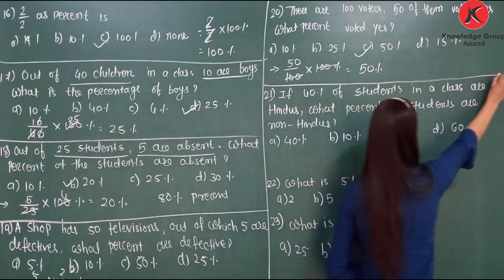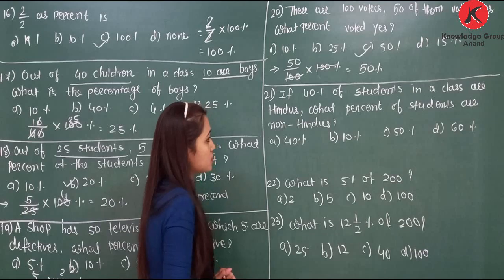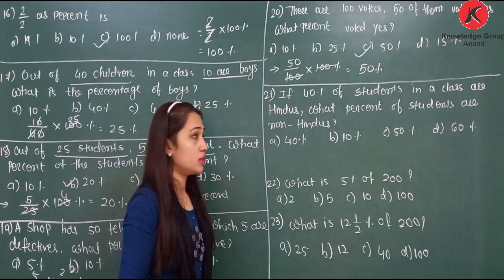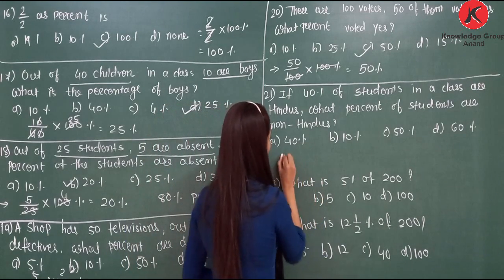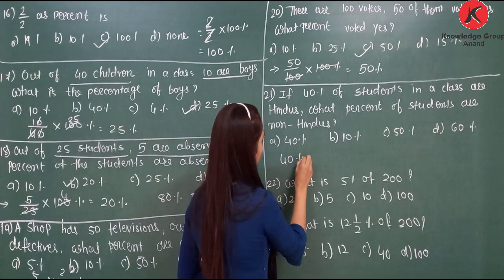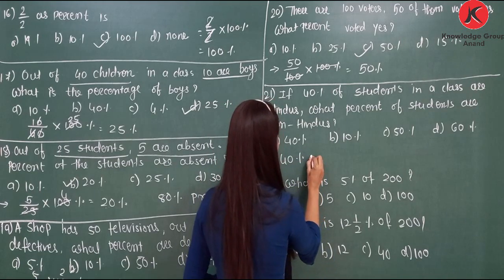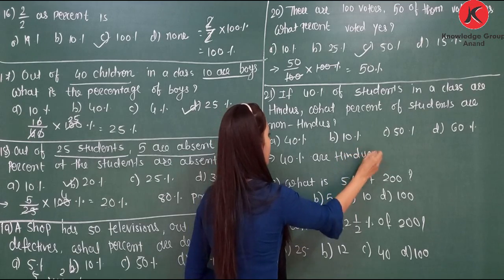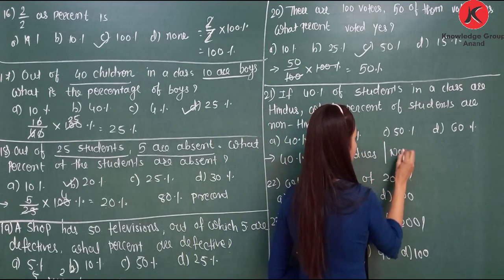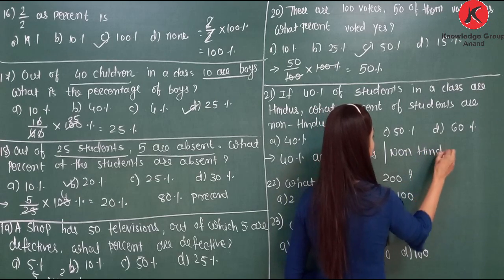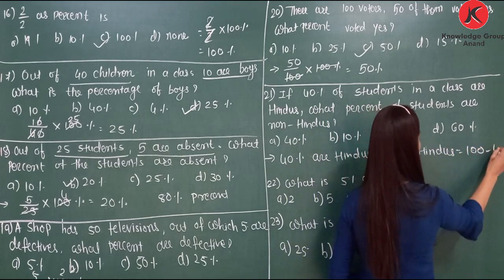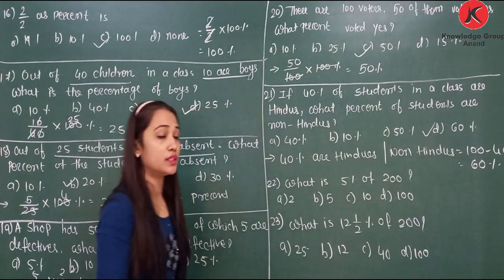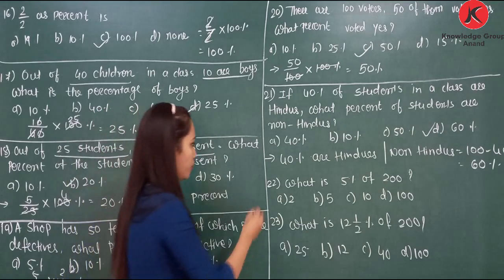Next, if 40% of students in a class are Hindus, what percent of students are non-Hindus? So if 40% are Hindus, then non-Hindus will be 100 minus 40, so that is 60%. So that is option B, because percentage is counted from 100.